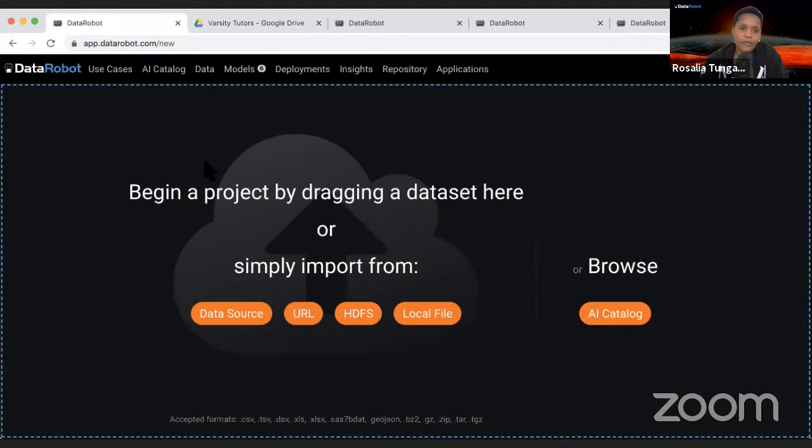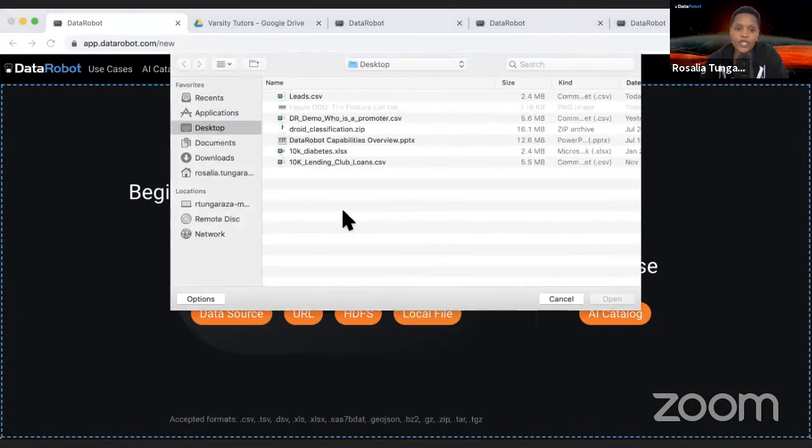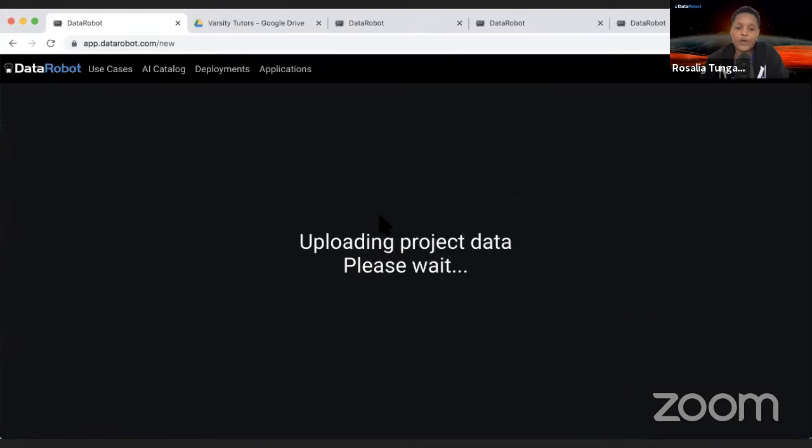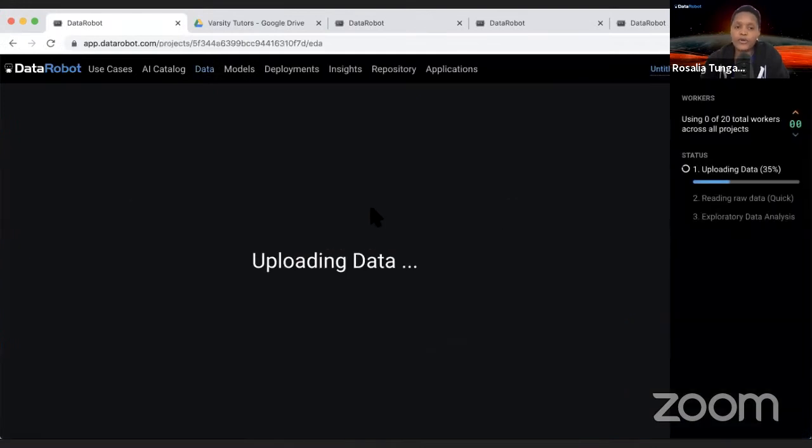So within DataRobot, this is the interface that you will see. One way you can enter your data is through this local file. You go and grab your data and you upload it into DataRobot. So now DataRobot is reading your data and basically providing it in an interface where you can preview it.